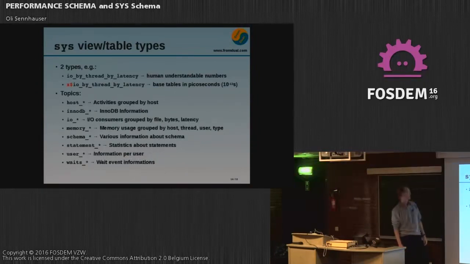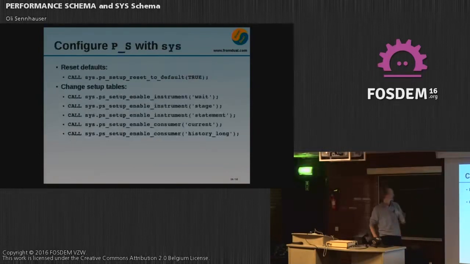So for sys tables, we have different topics. Topics about the host, so everything by host is aggregated. Then some insight into InnoDB, some insight into the I/O system, memory, information about schema, statements, users, and waits. So everything is already aggregated for you to have a look. The performance schema can also be configured by sys schema calls. For example, we set all the defaults, so a misconfiguration goes back to the defaults. Or if you want to enable or disable some performance schema functionality, you can do it with procedures from the sys schema.